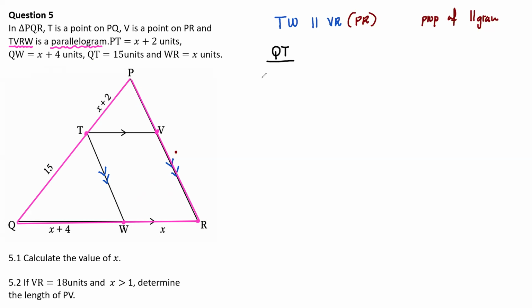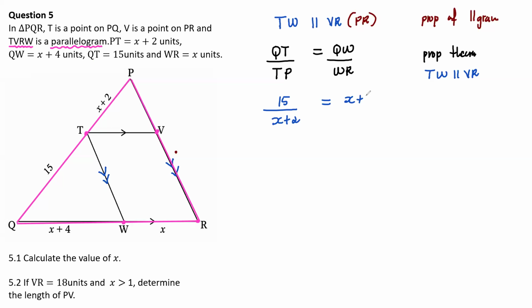Following the proportionality, QT over TP is equal to QW over WR, and your reason is the proportionality theorem. Don't forget to specify the lines that are parallel. I'm dealing with TW parallel to VR. The rest is algebra. 15 over x plus 2 equals x plus 4 over 4x.